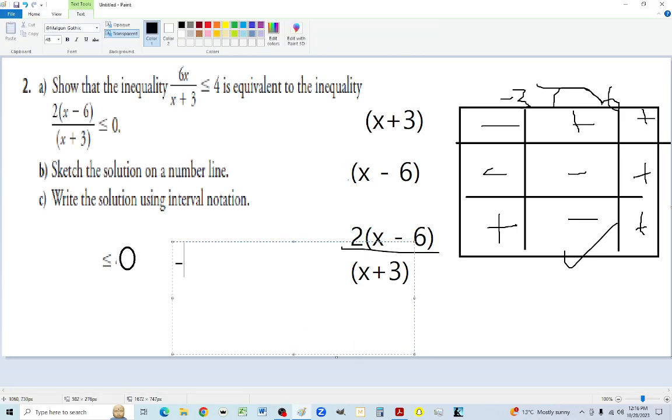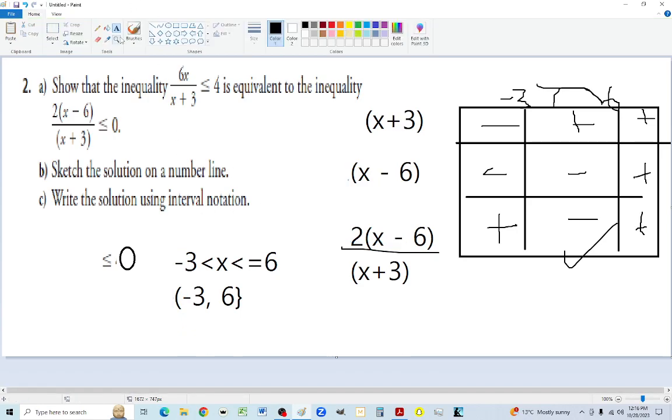Minus 3 is smaller than x, smaller or equal to 6, because 6 is included, or you could do it in, I think it is in rounded brackets, minus 3 comma 6 in curly brackets, means the 6 is included, is another way of doing it. That's interval notation, which is this one right here. So the round bracket means the minus 3 is not included, and the curly bracket means the 6 is included. Okay, moving on.